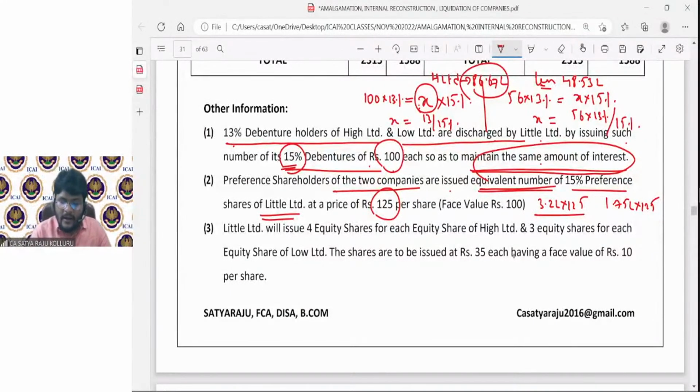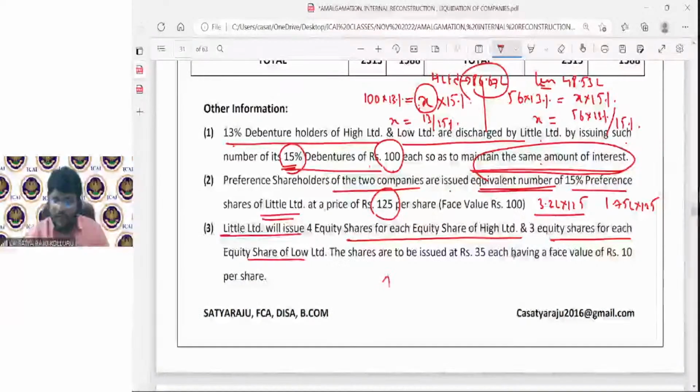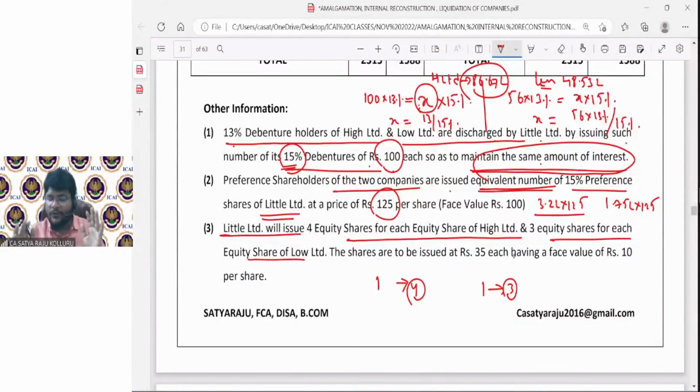Okay, fine. Little Limited will issue 4 equity shares for each equity share of High Limited and 3 equity shares for each equity share of Low Limited. Simply, in reverse now: for every 1, 4 shares, for every 1, 3 shares. Little Limited is going to issue 4 shares for every 1 equity share, 3 shares for every 1 equity share in Little Limited.